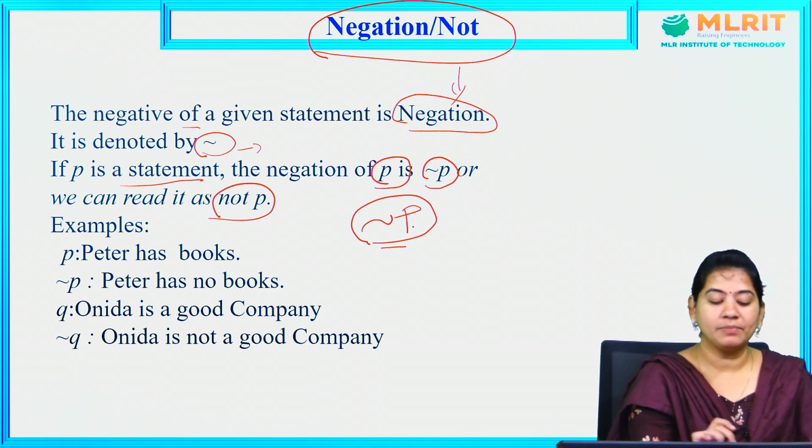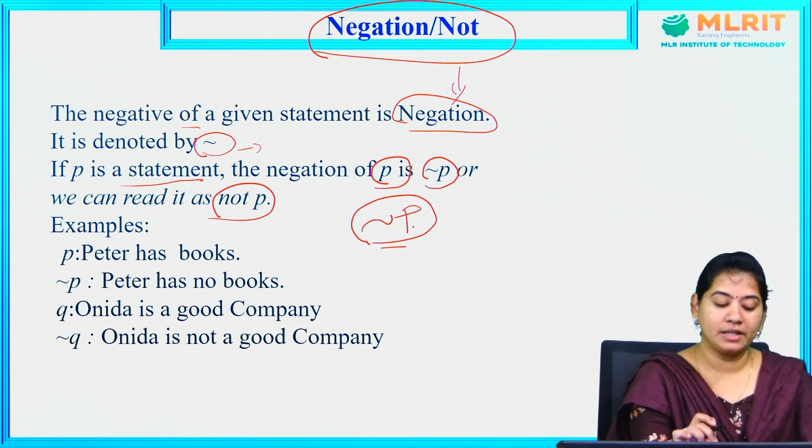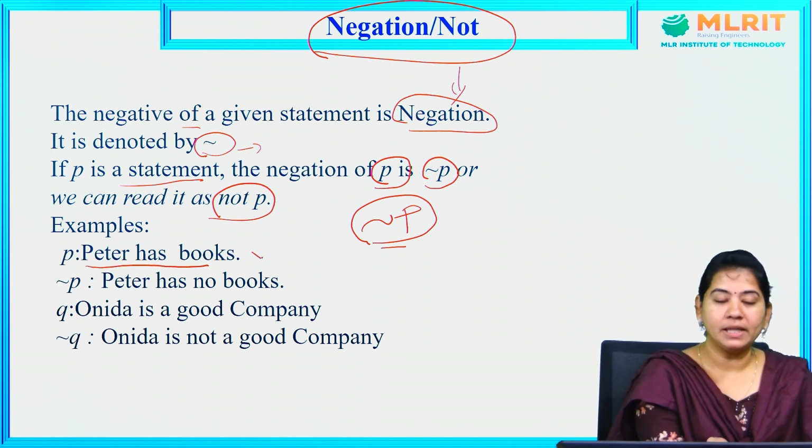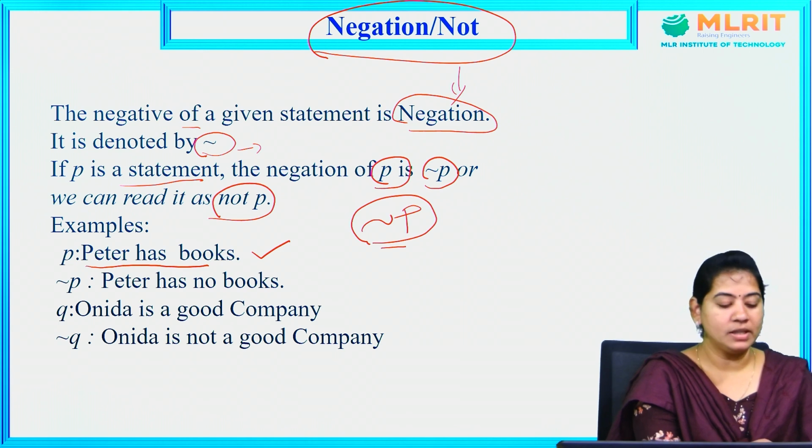So let us see some theoretical example which includes negation. Let us suppose P is a statement: Peter has books. And what is the negation of P?